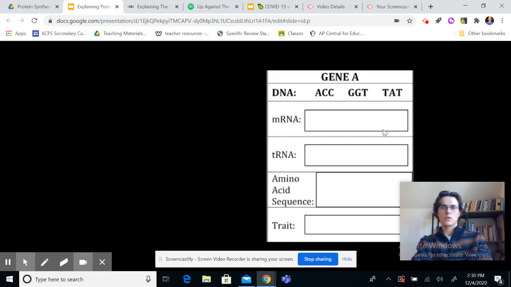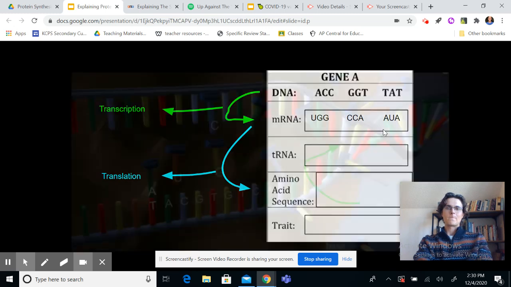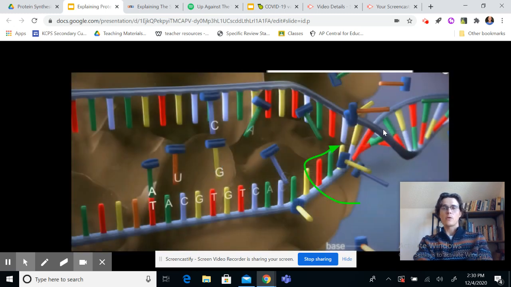So this is a chart from your homework slide. Protein synthesis occurs in two phases. First is the conversion of DNA to mRNA. This is called transcription. The second phase is the conversion of mRNA codons to an amino acid sequence. This is called translation. So first, let's go over transcription.